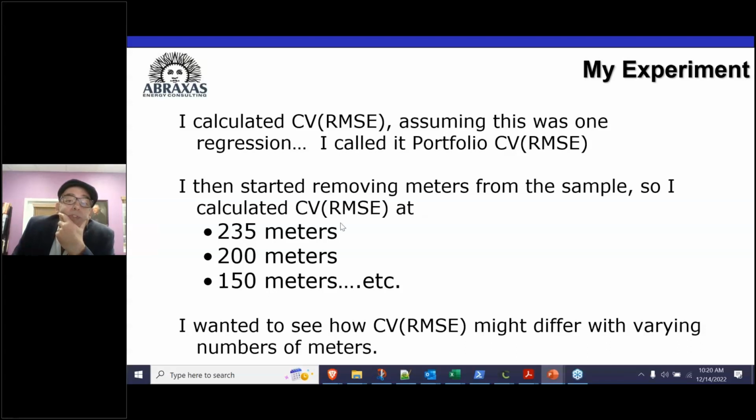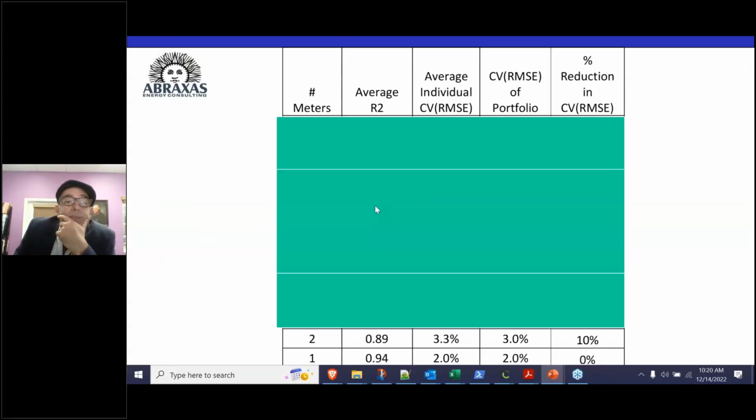Okay. So then what I did was I started removing meters from this sample. So I had 235. I did it at 200, 150, 125, 175, etc. And I started removing meters to see how does the CVRMSE change when I have different amounts of meters. That's what I did. So here you can see I have it with 1 meter. So now let's just say I removed all but one. And it was a really good fit. I mentioned my fits are really good. The first meter I had had a 0.94 R² or 2% CVRMSE.